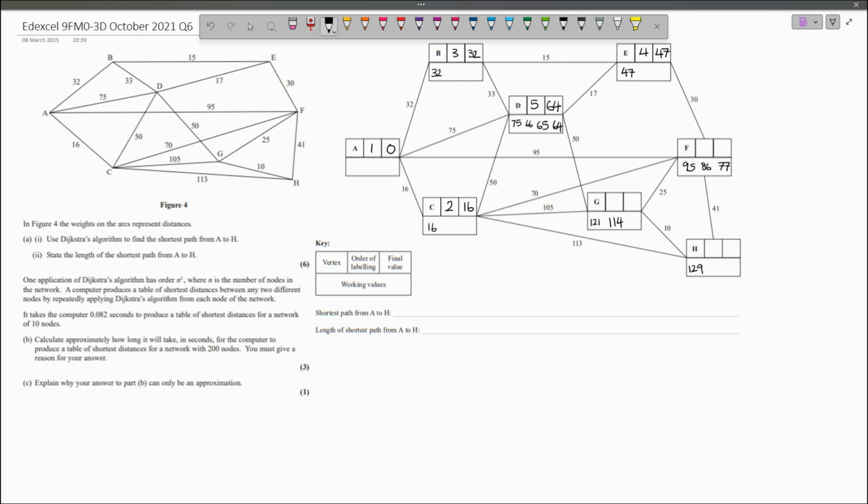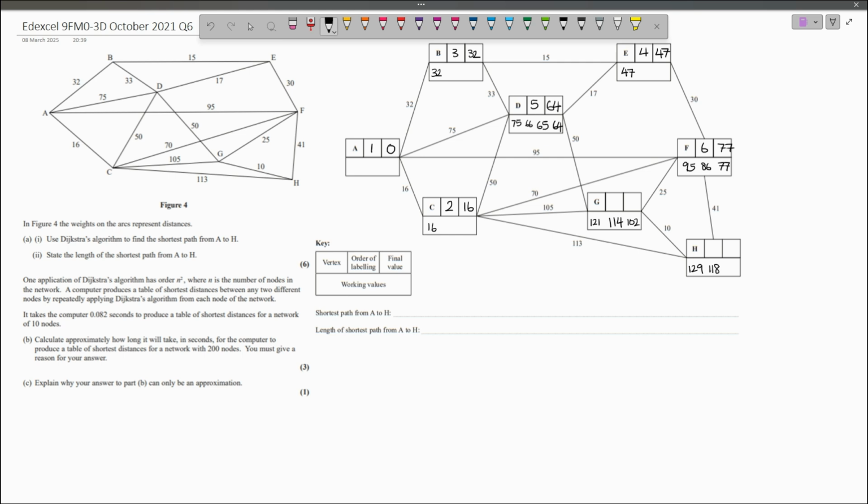I'm now going to visit F, because F has the smallest working value out of F, G, and H. So I'm visiting F sixth with final value 77. I'm going to update the working values to the vertices attached to F. 77 plus 25 is 102. 77 plus 41 is going to be 118.